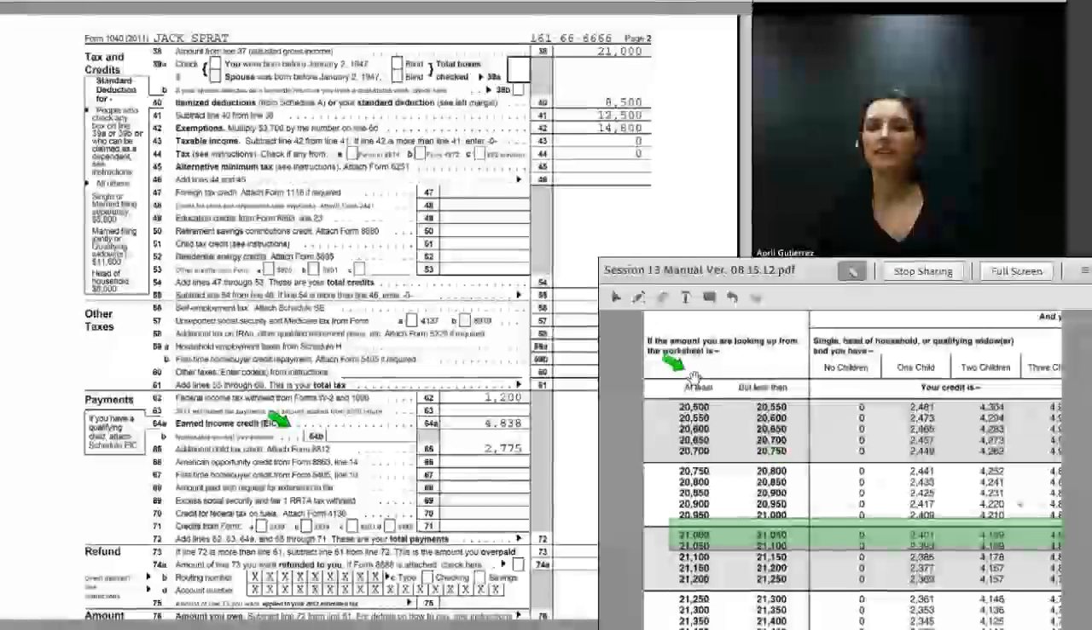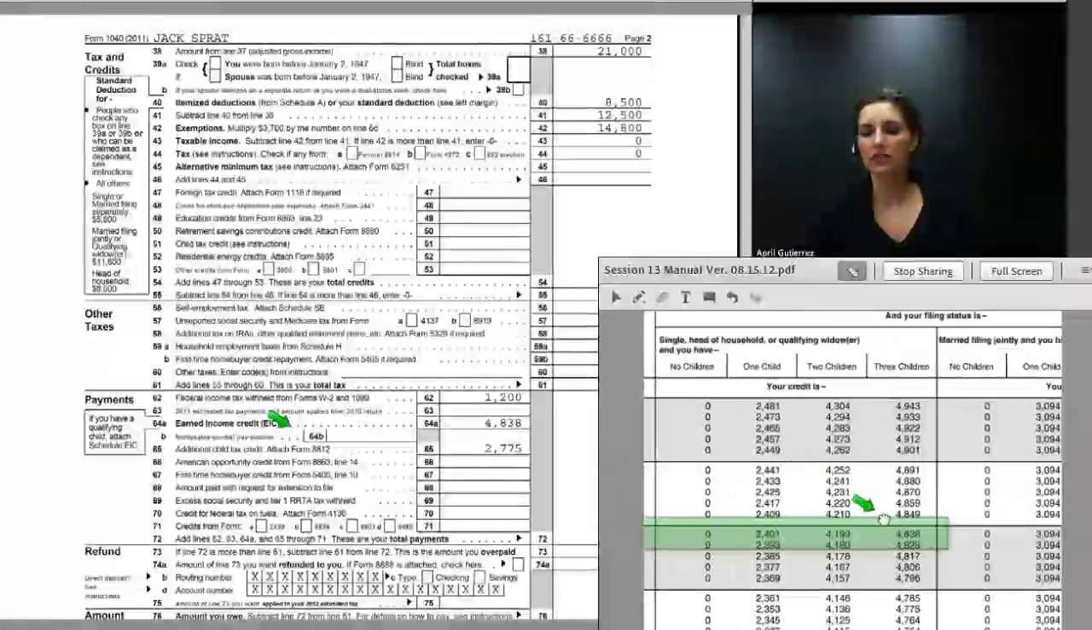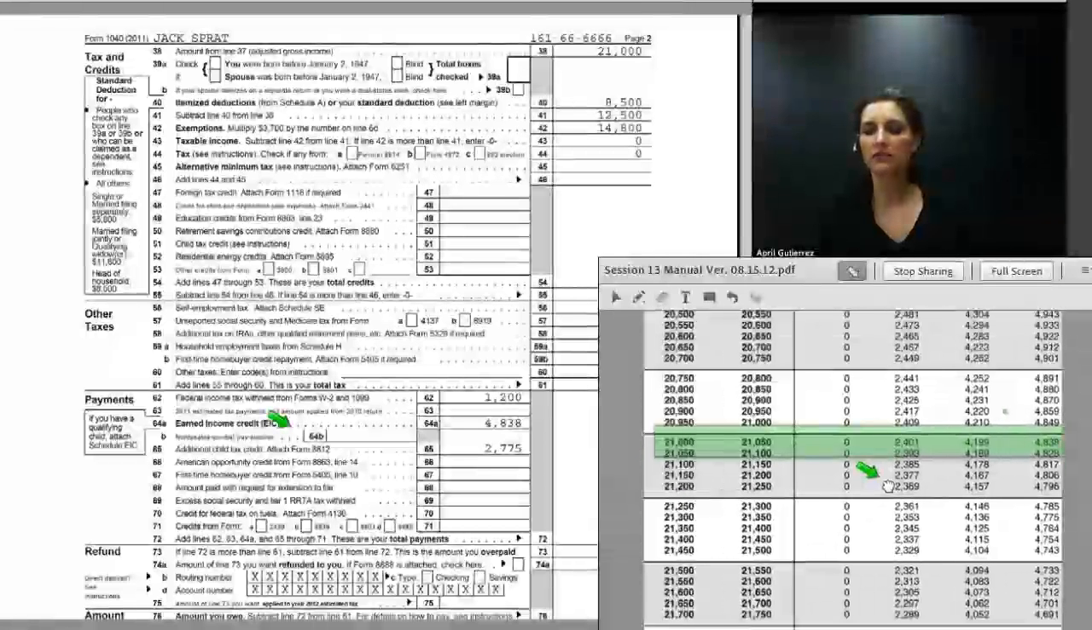And of course, Jack's income is at least $21,000. So we go to the line that says $21,000. It is not more than $21,050. We follow the line across for 3 children. We get $4,838. Now he could make an election to include his combat pay for purposes of calculating the credit, but that would push his income up to $21,500 and would actually make his credit go down. So he's better off not making that particular election.